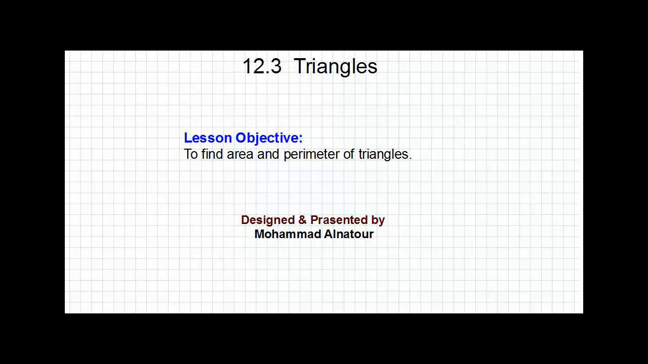Welcome back with a new lesson, 12.3 Triangles. Our lesson objective is to find the area and the perimeter of triangles.